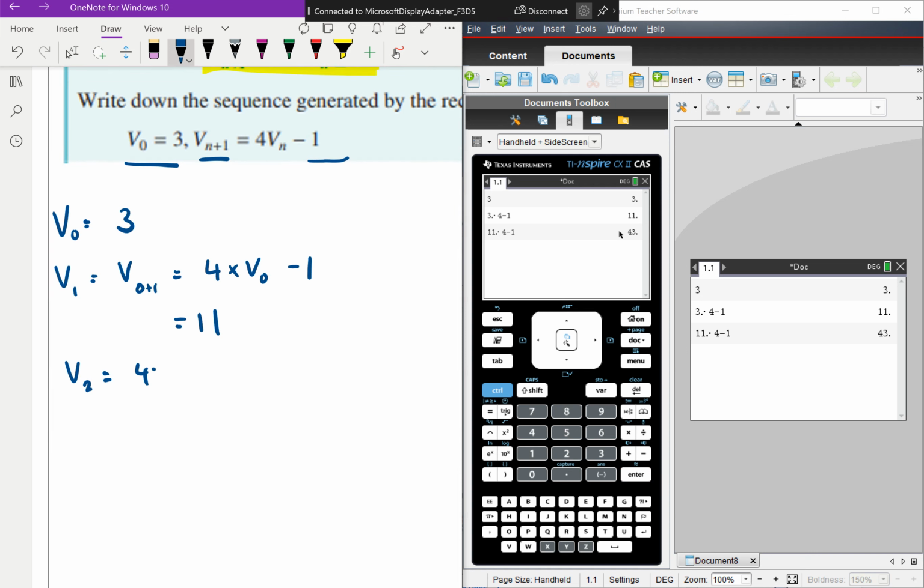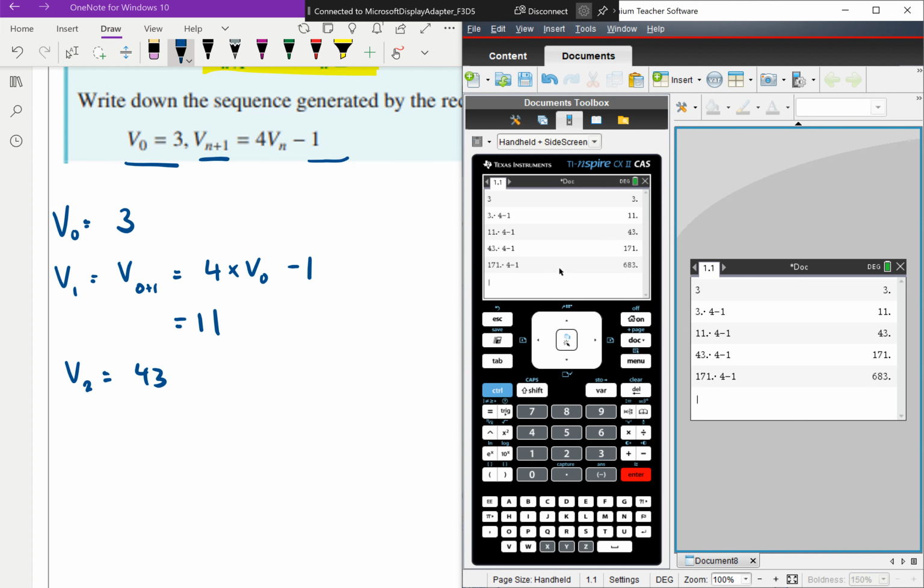Now, if I needed to find V10, the problem with recurrence models, you have to press enter every time. So that's 3, V4, V5, V6.